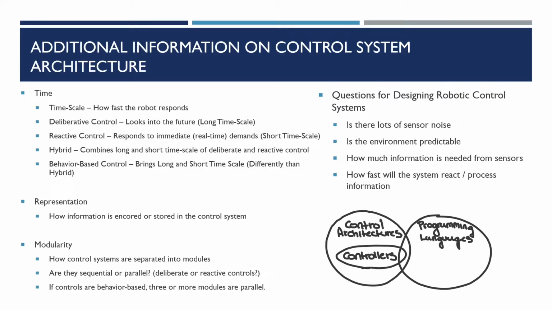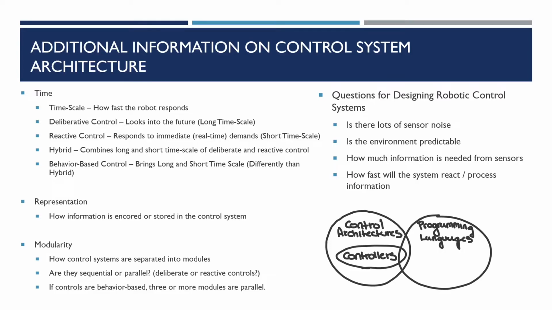Can two sensors be listening at the same time rather than a sequential program that runs one by one? If the controls are behavior-based, three or more modules are parallel. So the things we can really start to question is, what kind of robotic control system are we looking for?